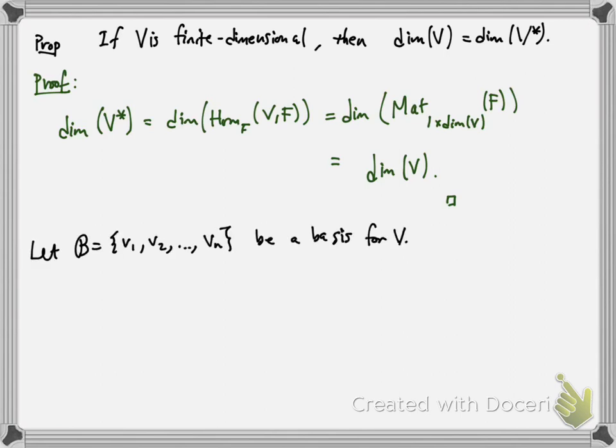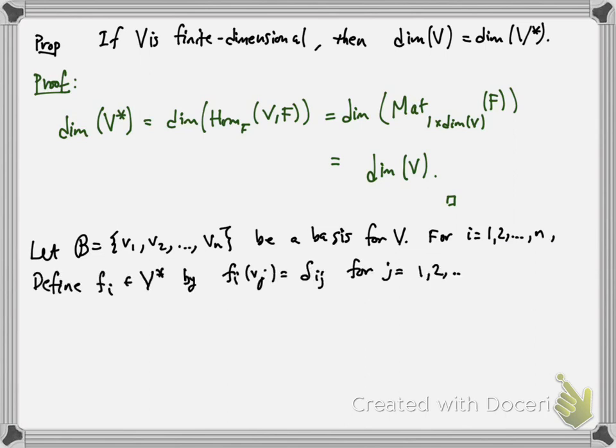Now suppose I fix a concrete basis for my finite-dimensional vector space V. B is going to be v1, v2, up to vn. I'm going to define functionals f sub i by f_i of v_j equals delta ij. This is the Kronecker delta symbol, so it's equal to 1 if i equals j and 0 otherwise.